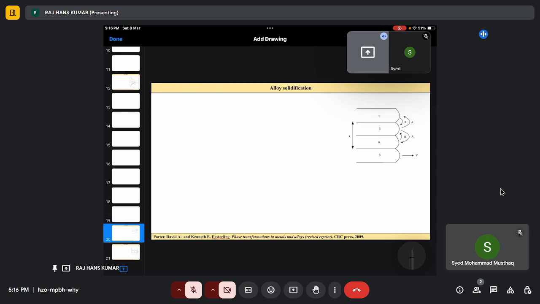Moving on to eutectic solidification. In the iron-carbon diagram, the iron-iron carbide diagram, we have seen a place where at the eutectoid point there is a formation of pearlite. So gamma will turn out to be what? Alpha iron plus Fe3C.